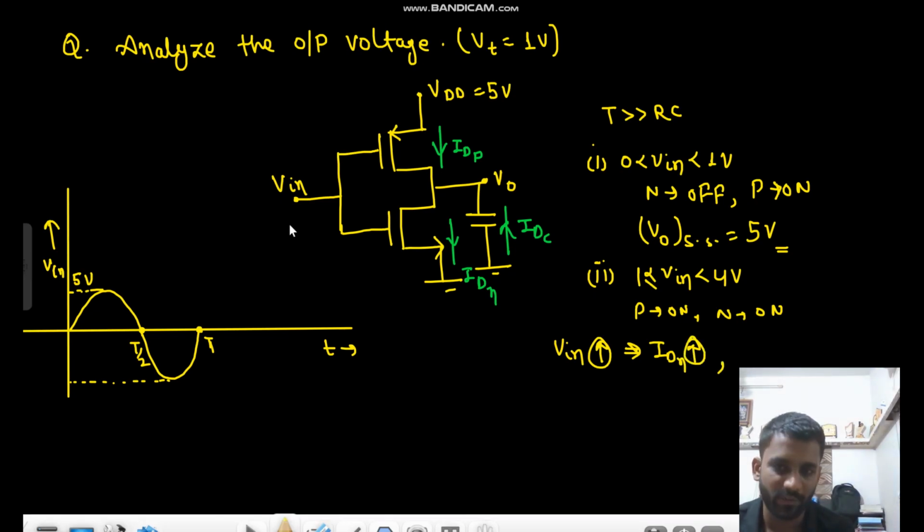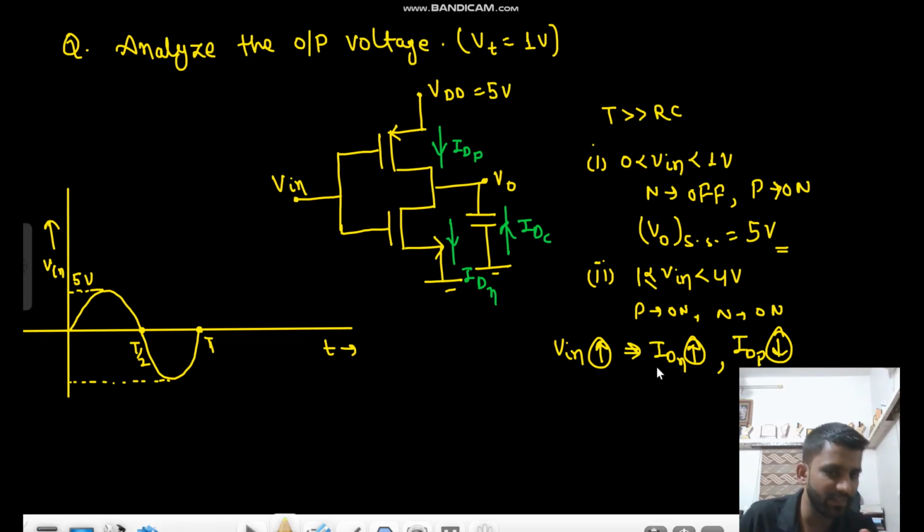and if Vin is increasing, here VSG value is getting less, and here VGS is getting up. So in case of NMOS, the current increases, but in case of PMOS, your VSG is getting less. If VSG is getting less, that means your current is decreasing, and your IDP is decreasing. So these two things are happening. If Vin is increasing, IDN is increasing, IDP is decreasing.